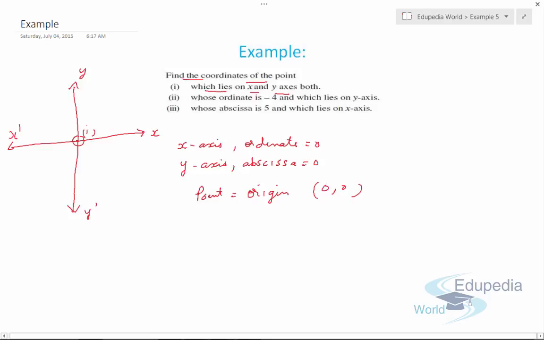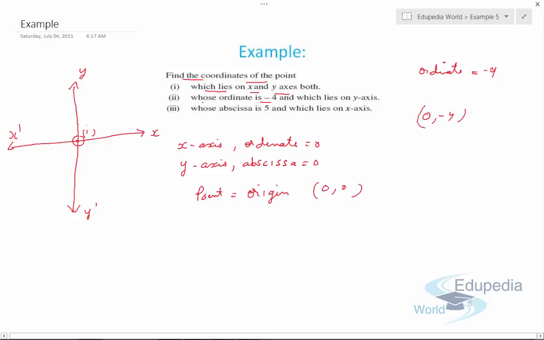Next, we have to identify the point whose ordinate is -4 and which lies on the y axis. Clearly the point lies on the y axis, so the x part is 0 and the ordinate is -4. Ordinate means its y part is -4, so clearly the point is 0 and -4.